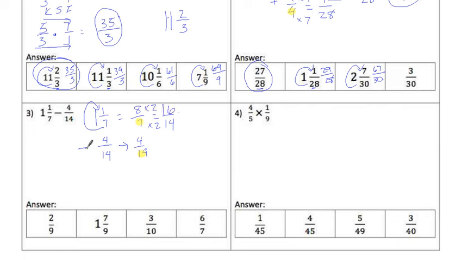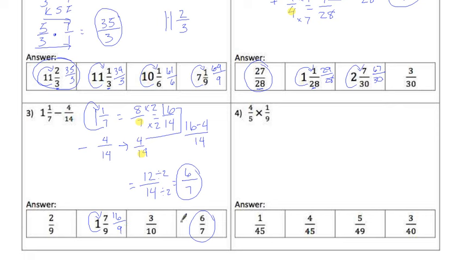Now I have to do the subtraction. So I'm going to do 16 minus 4 over 14. 16 minus 4 is, I'm going to come down here because I ran out of space, 12 over 14. Divide by 2. 12 divided by 2 is 6. 14 divided by 2 is 7. So I have 6/7. And here's the answer right there. But you can always convert this into an improper fraction if you're wondering. And this would be 16 over 9. So 6/7 right there is the only one that matches.